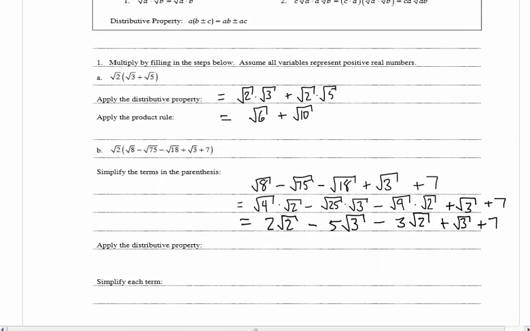So we have 2 square root of 2 minus 3 square root of 2 is going to be negative square root of 2. And then we have negative 5 square root of 3 plus square root of 3 minus 4 square root of 3 plus 7. And now they want us to apply the distributive property. So now we're going to multiply this by the square root of 2.